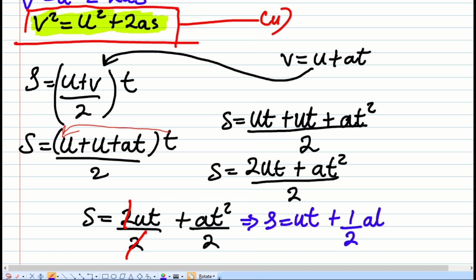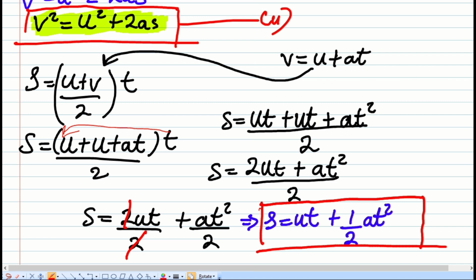We can just write it as 1 over 2 AT squared. This is the way you're going to see it most often in your textbook, so that's why I'm writing it like that. You can also write it as AT squared over 2, but 1 times AT squared is still AT squared, right? So this is the other equation you must know: the distance S for any body that is uniformly accelerated is equal to UT plus half AT squared. I'll just highlight it again to maintain my pattern. So that's the fourth equation.